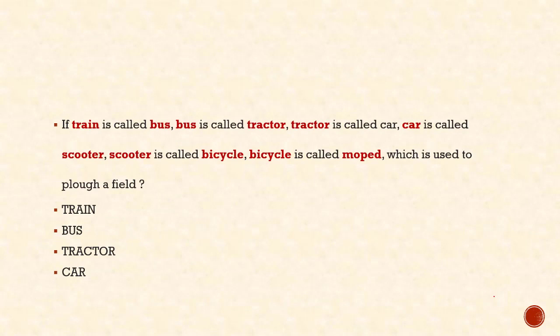Let's have a look at another one. If train is called bus, bus is called tractor, tractor is called car, car is called scooter, scooter is called bicycle, and bicycle is called moped. What is being asked of us? Which is used to plow a field? Now, which particular vehicle is used to plow a field? We know the answer should be tractor. Tractor is the vehicle that is used in the fields. So should I go with tractor?